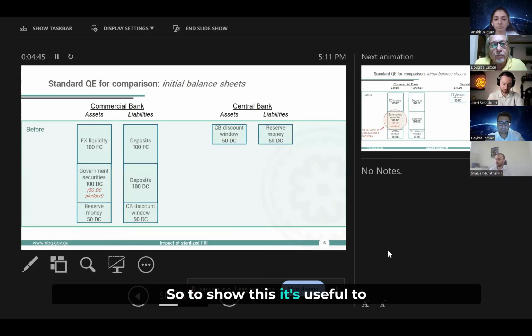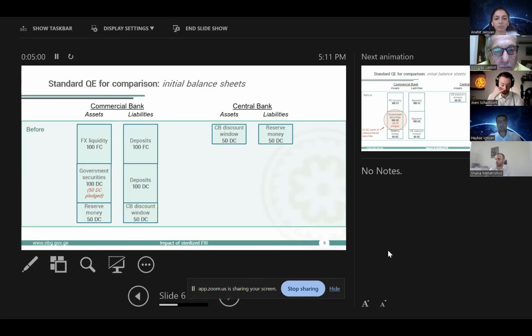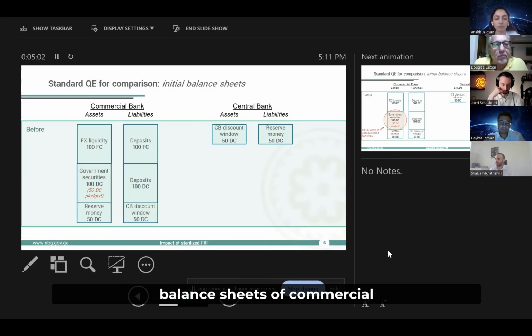So to show this, it's useful to look at the balance sheets because they give you a very intuitive idea of what's going on behind these operations. That's what I will be using to show how these operations affect balance sheets of commercial banks or of the central bank. As an example, I take these simple balance sheets. For instance, let's have a commercial bank that has domestic currency deposits as well as foreign currency deposits. For simplicity, let me use lari as domestic currency, which is Georgian currency, and use dollar as foreign currency.